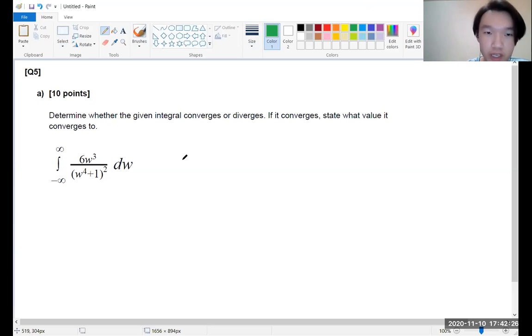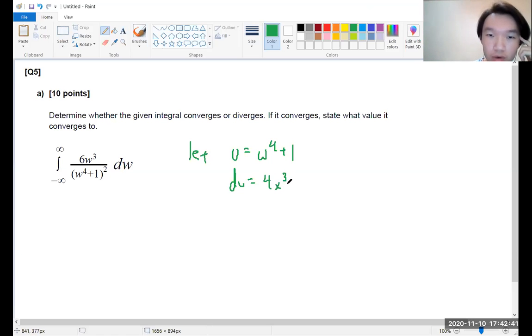So if you let u equal w to the 4th plus 1, then du is 4w to the 3rd dw. Yeah, you could definitely do that. So 4w to the 3rd is fine because we do have w to the 3rd inside our integral. So this is definitely valid.